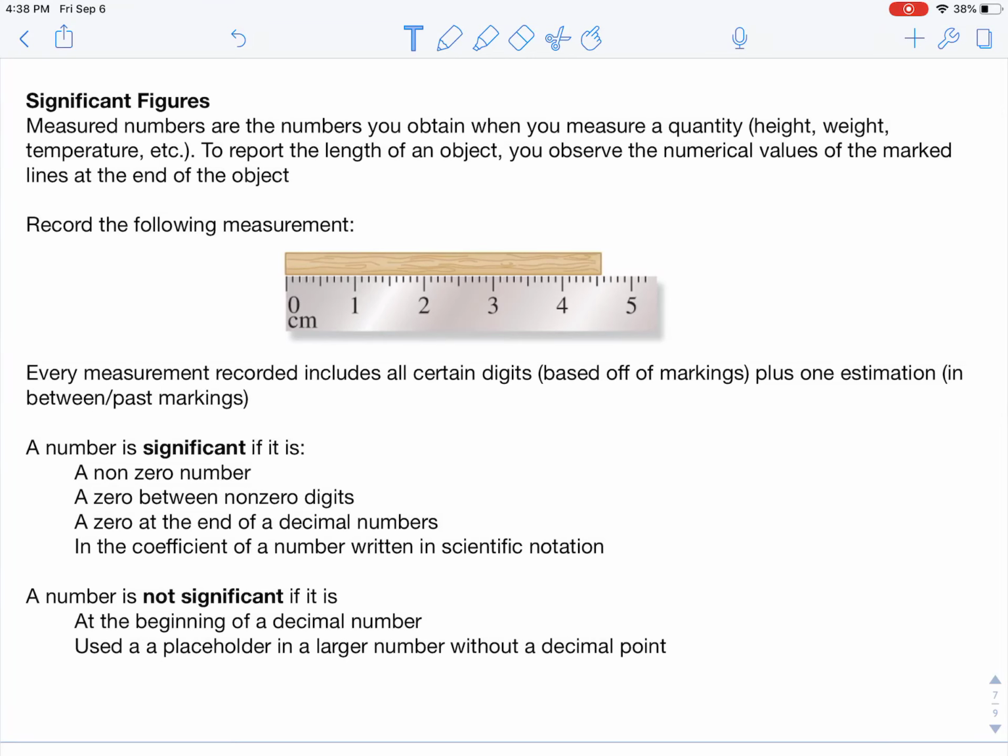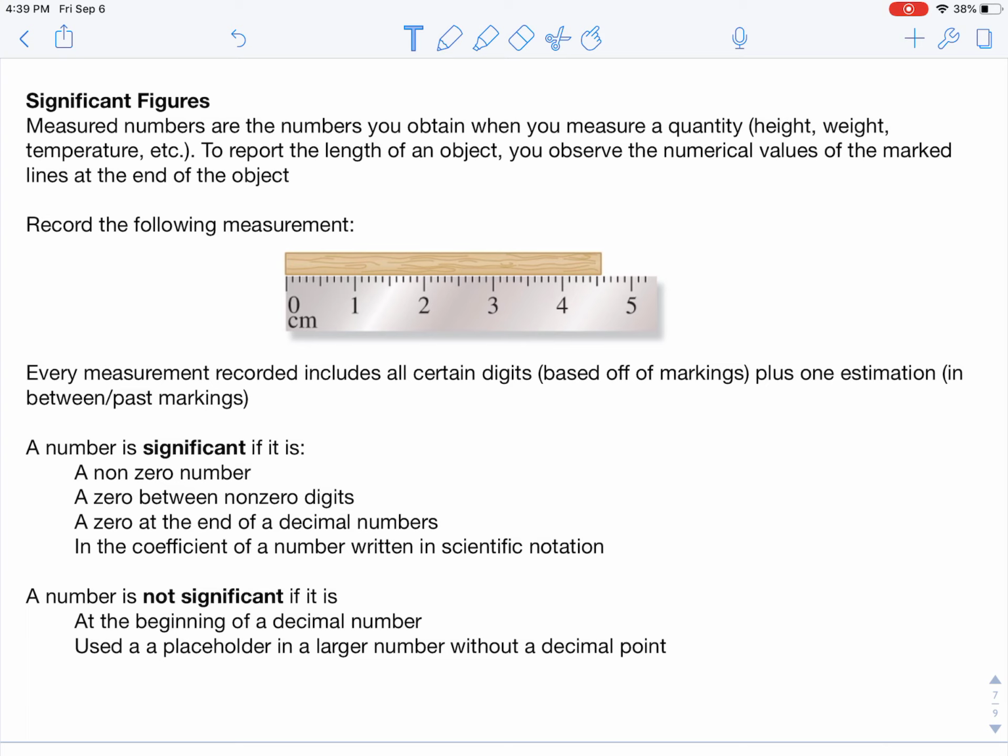Significant figures. Most of the time, all of the time, when you take measurements, people make guesses. It's very unlikely that what you read off of a certain measuring device is exactly what somebody else may read. It can be different by a very small amount, but there's always a little bit of uncertainty in every single measurement that one does. Measured numbers are the numbers that you obtain when you measure a quantity. This can be height, weight, temperature, etc.